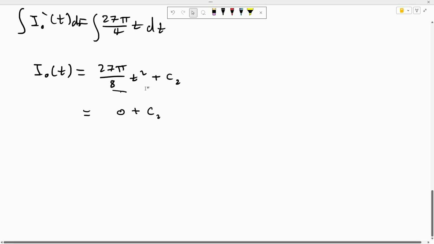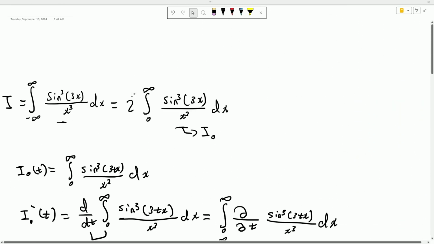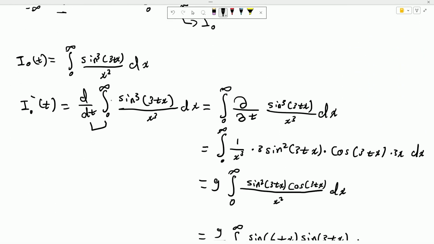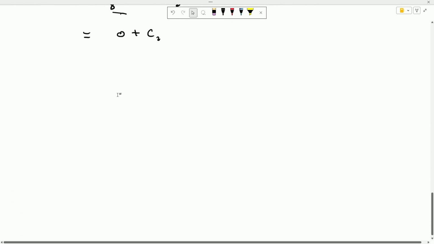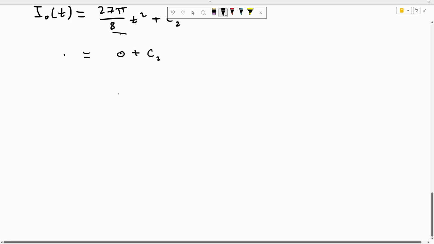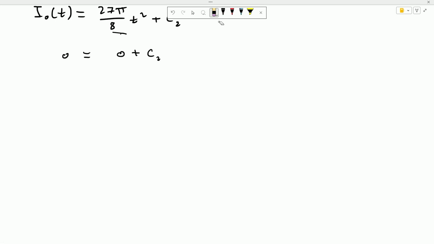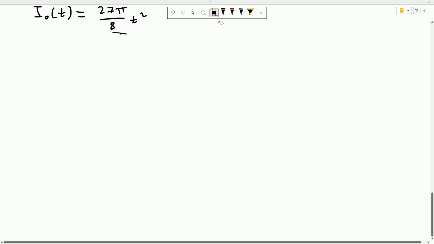And what is I sub 0 of 0? Well, if we return to our original integral, we would notice that I sub 0 of t is just this integral, and when substituting t is equal to 0, this integral becomes just 0. So again, the whole left hand side of the equation is just 0, which implies that c2 is equal to 0. And now let's see. We have evaluated I sub 0 of t to be 27 pi over 8 t squared.